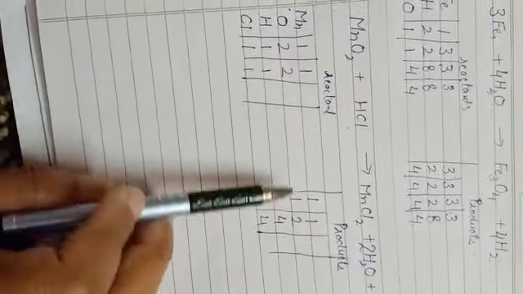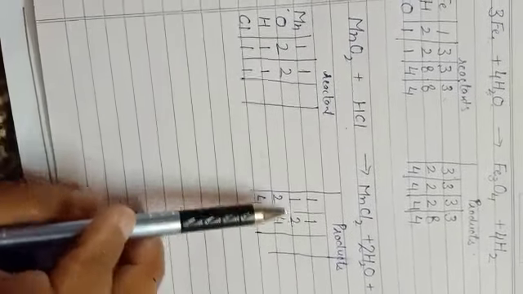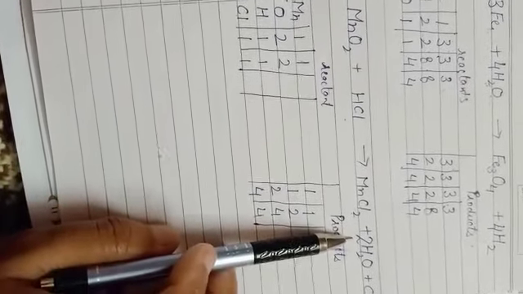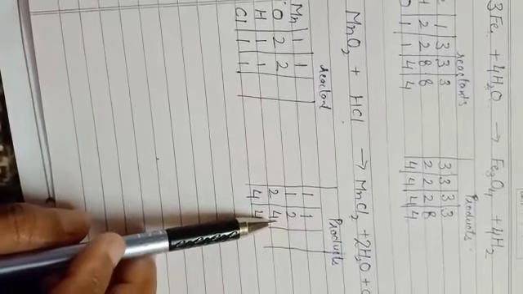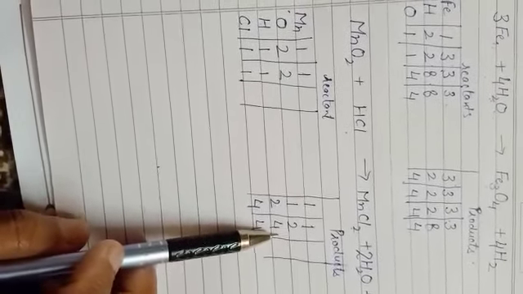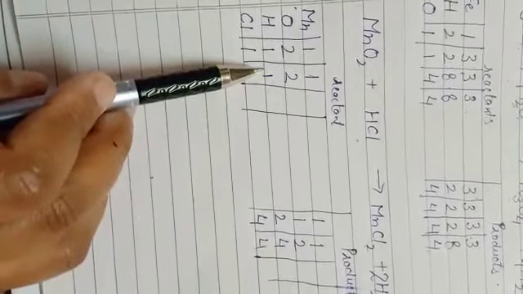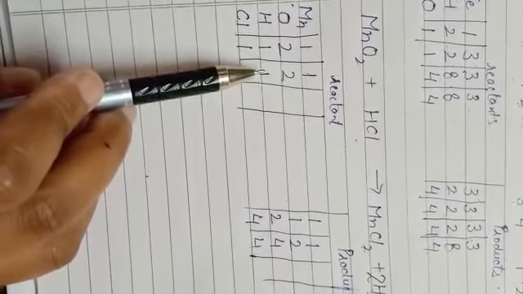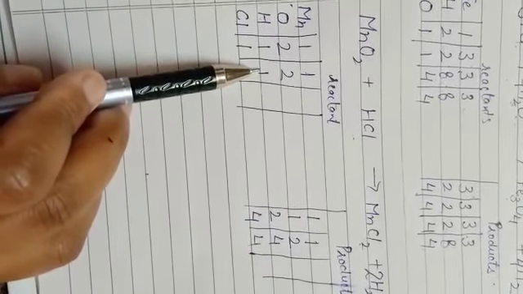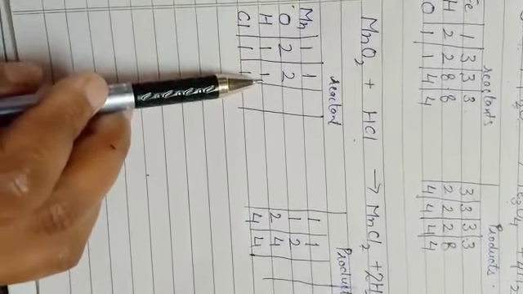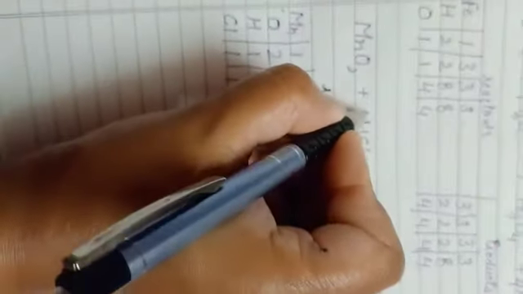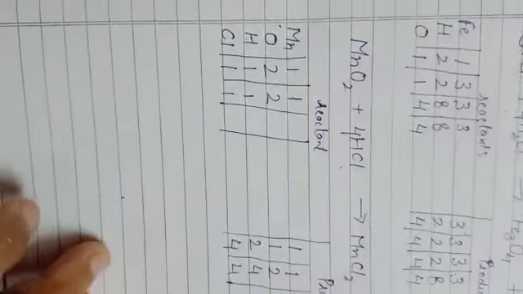manganese is balanced, oxygen is balanced, but after using this coefficient, we have changed the number of hydrogen atoms. So this side the number of hydrogen atoms is 1, and this side there is only 4. So to make it 4, we have to multiply the left side hydrogen atom by 4. So we can use coefficient 4 here.